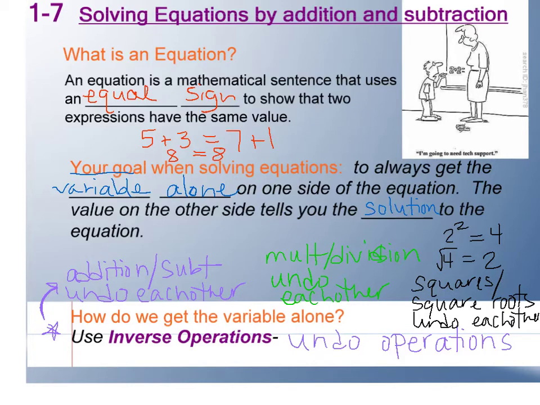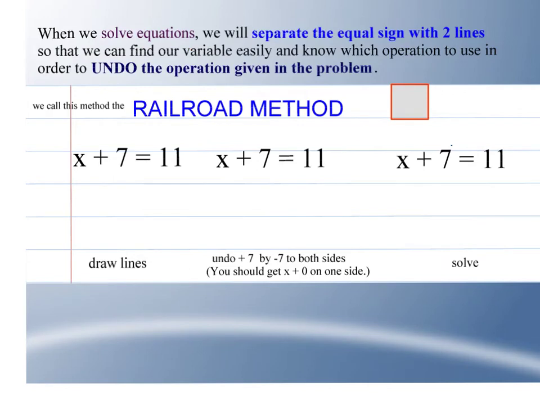All right, take those notes down and we'll now start solving equations. Our next step is to practice solving some one-step equations with addition and subtraction. If you read here at the top, it says when we solve equations, we will separate the equal sign with 2 lines so that we can find our variable easily and know which operation to use in order to undo the operation given in the problem.